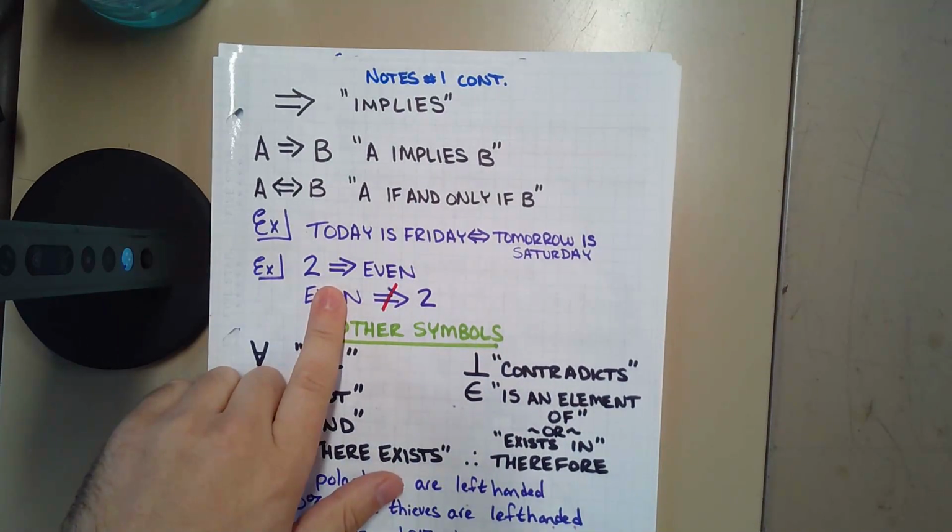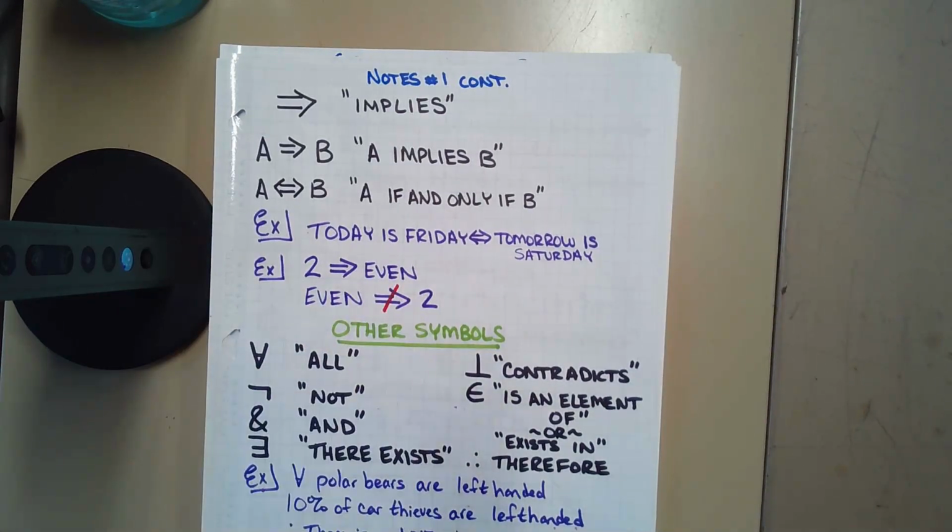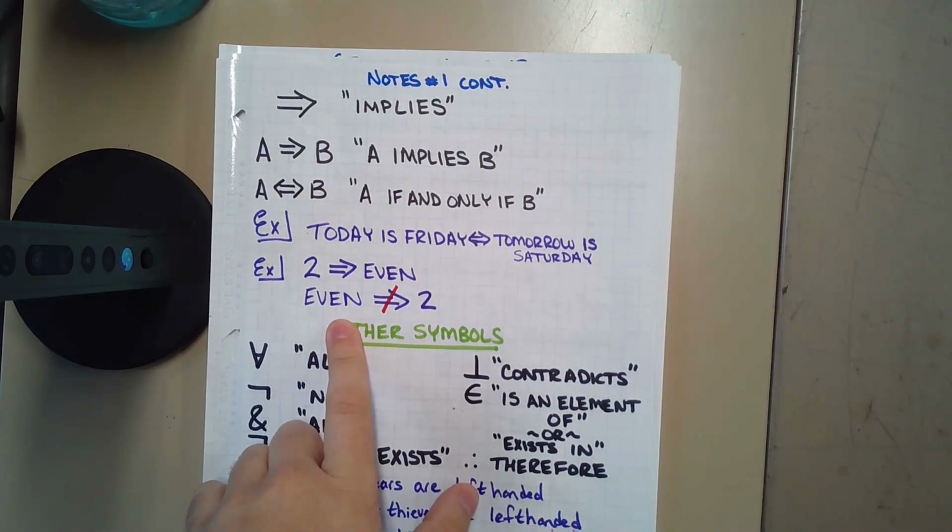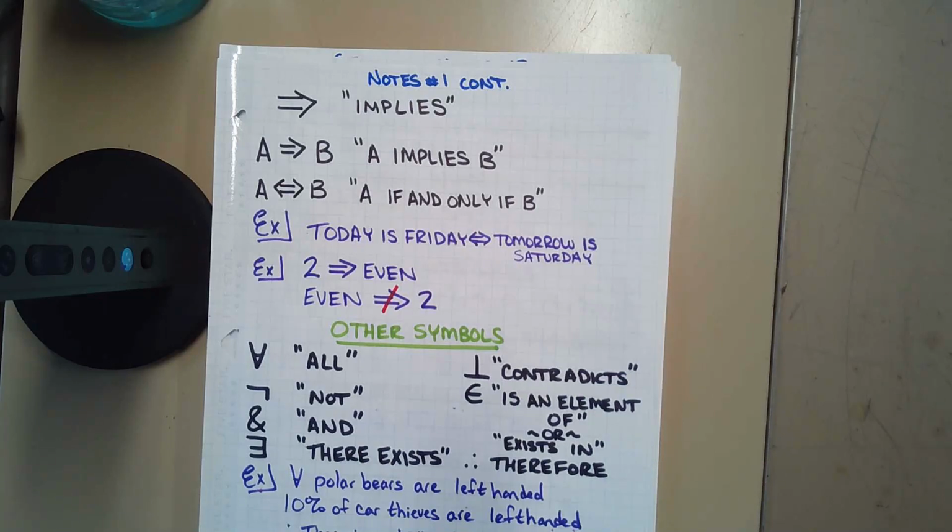So, example, 2 implies even. This is true. If I say 2, if it's a number up on our example, you're going to know, oh, that's an even number. It's divisible by 2. That's what even means, definition of even. So 2 must fit it. So 2 implies even. But it doesn't work the other way around. If I say an even number, it doesn't imply 2. It can imply 2, because 2 is an even number, but not always.